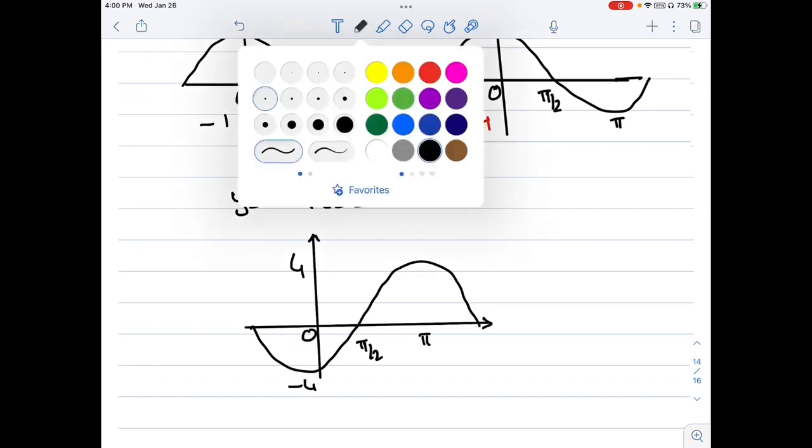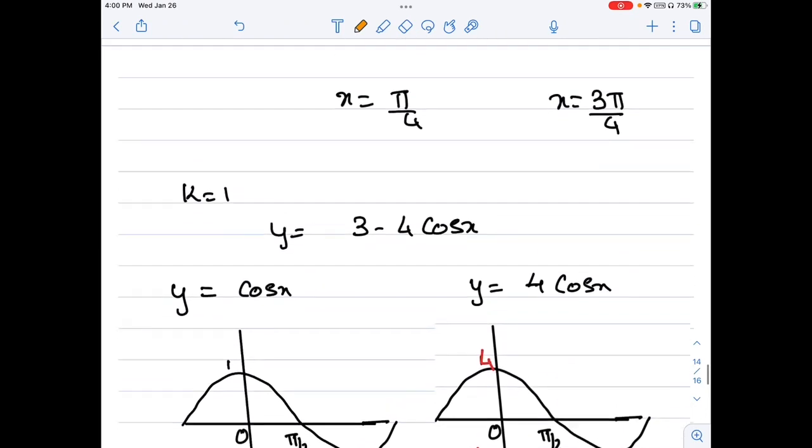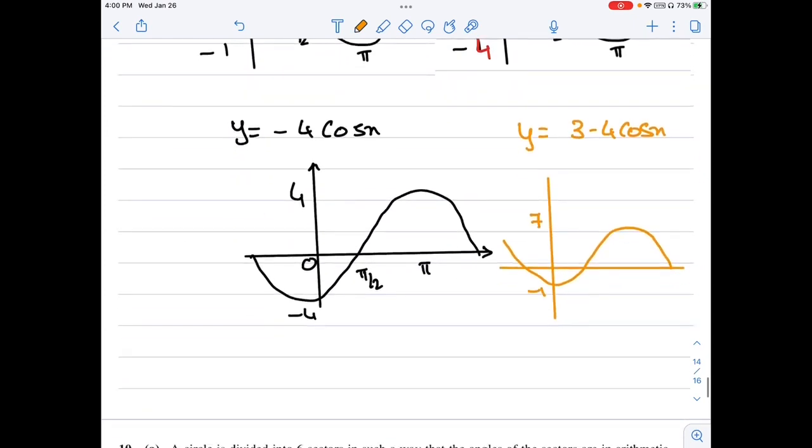Next I want y equal to 3 minus 4 cos x. So move this graph 3 units up. So what will be my final graph? This goes 3 units up. So this will become negative 1 and this will become 7. That is negative 1 and 7.